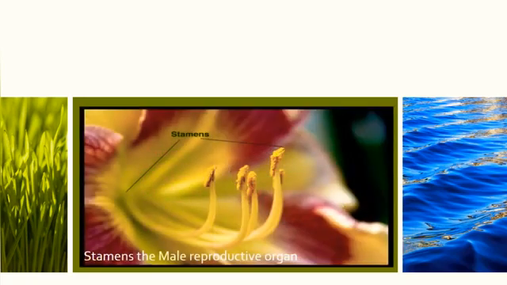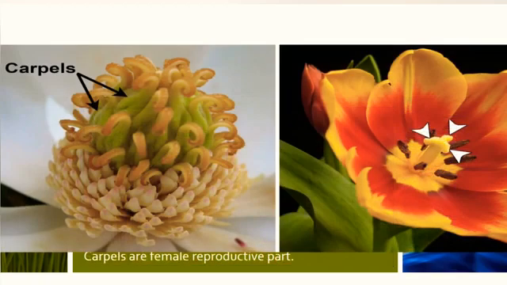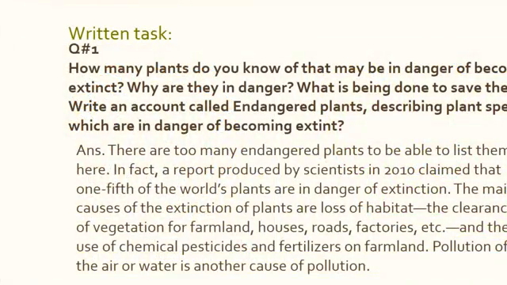Stamens are the male reproductive organs in a flower. Can you see these yellow sacs? They are full of pollen grains, and these yellow sacs are called anthers. And this stick-like part is called the filament. Okay. These are carpels. These are called the female reproductive parts of the flower.